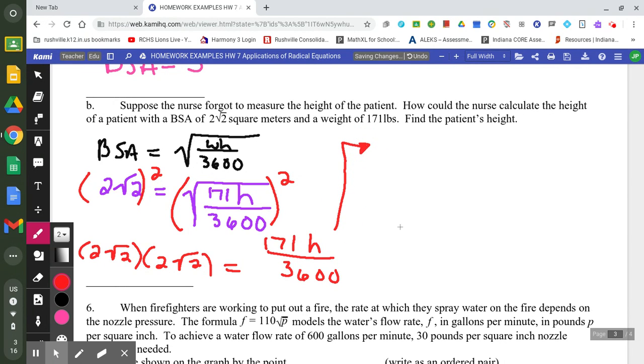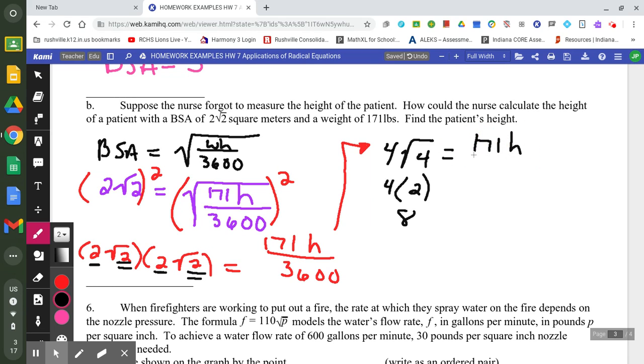So 2 square root of 2 times 2 square root of 2, what we're doing is taking them times each other. So the big 2 times the big 2, that gives me 4. And then the square root of 2 times the square root of 2 would be the square root of 4, which the square root of 4 we know is 2. So this is the same thing as 4 times 2. So there's my 8. Over here, I still had the 171h over 3,600. And so I'm just going to bring that down right here. 171h.